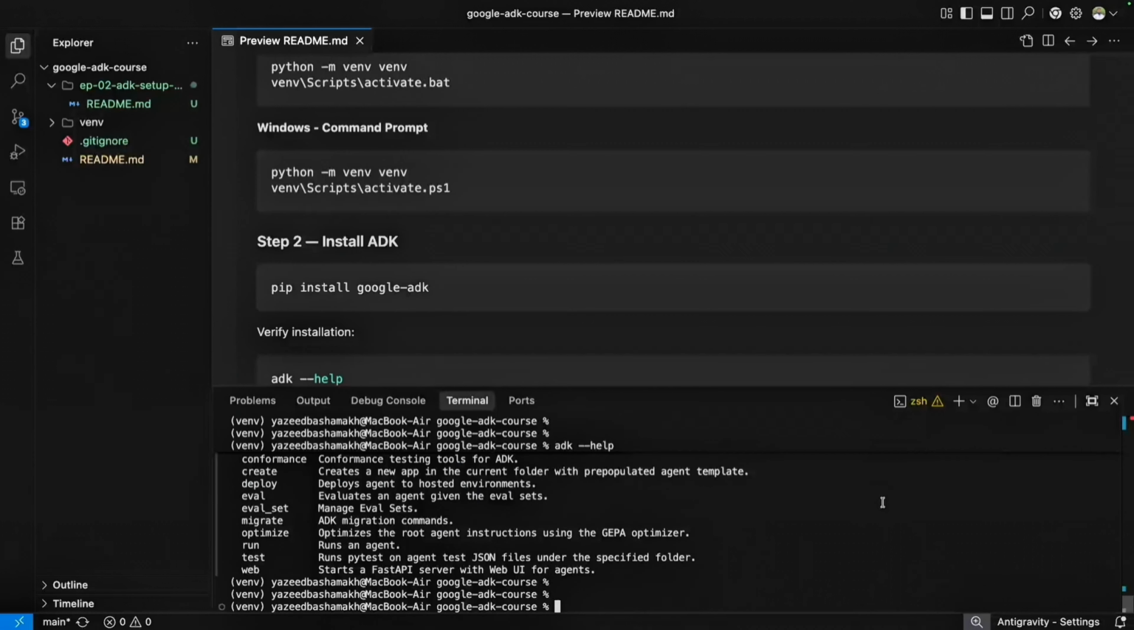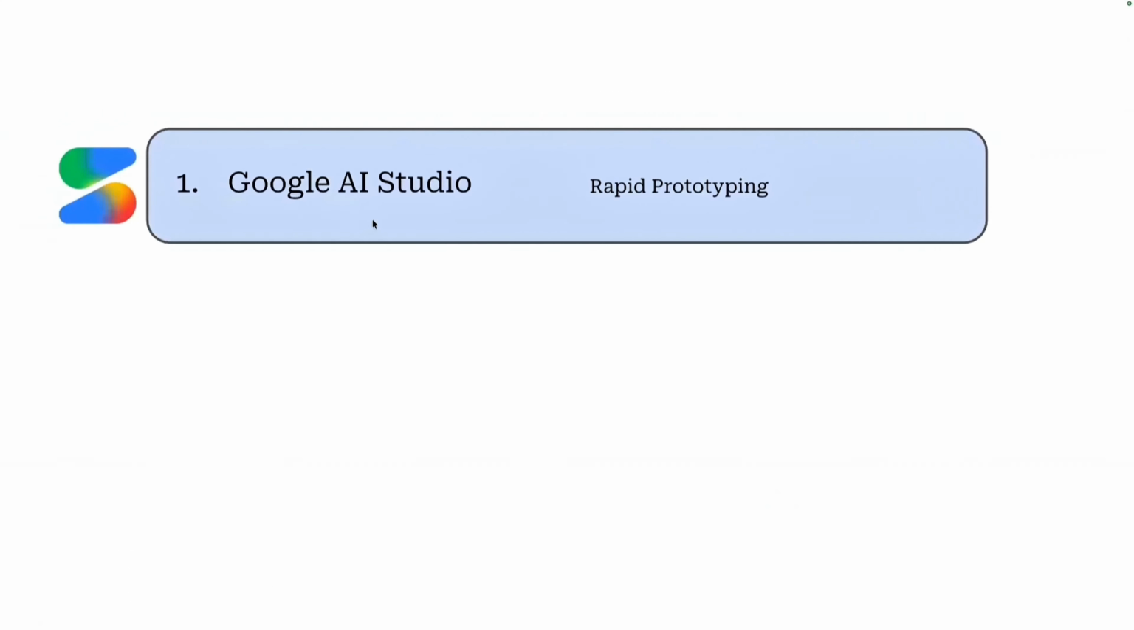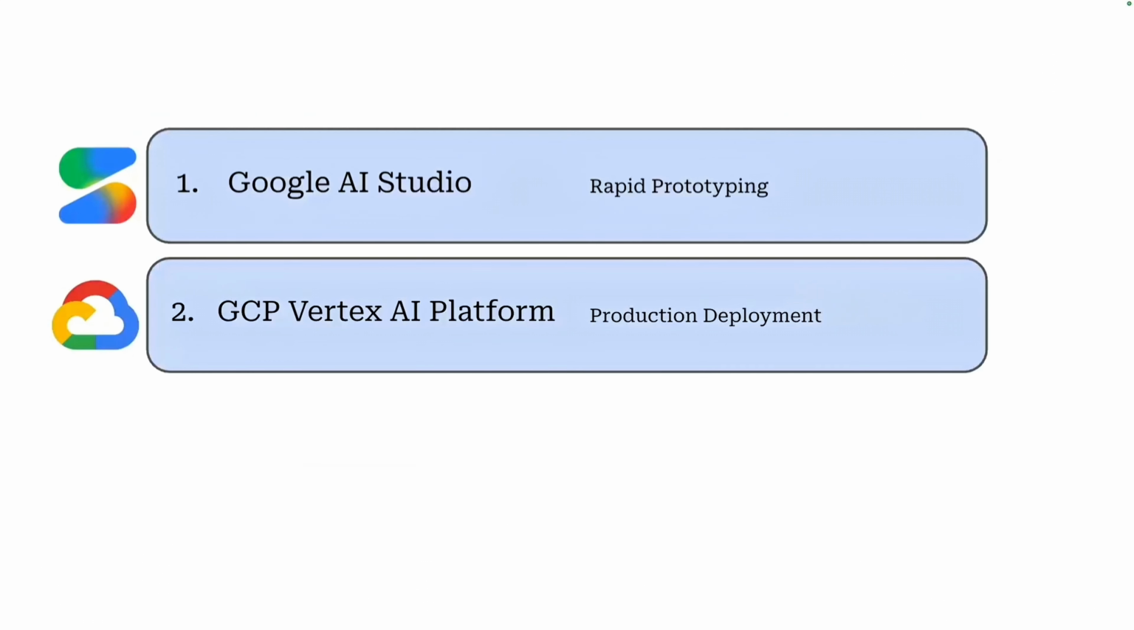Now we need an LLM to power our agent. With Google ADK, we are going to use Gemini models. We can connect Gemini models with our agent in two ways. One is using Google AI Studio. This is good for rapid prototyping because it is easy to set up and it is preferable for our video. The second option is the GCP Vertex AI platform. This is ideal for production deployment. If you want to build an agent and deploy it in GCP, then we can use the Vertex AI platform.